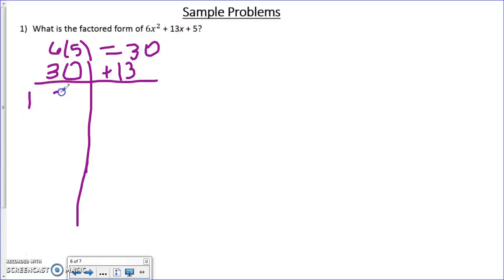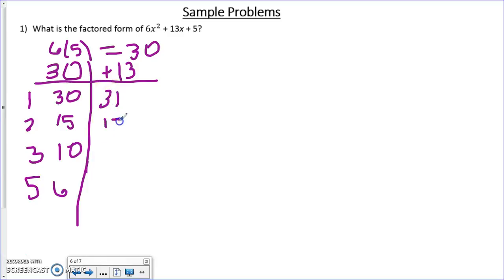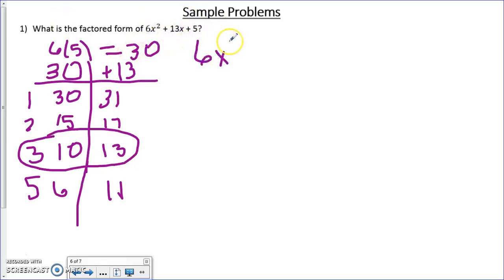So we have 1 and 30, 2 and 15, 3 and 10, 5 and 6. When I add those numbers together, I get 31, 17, 13, and 11. So I know that these are my factors, 3 and 10. So I rewrite the original problem, and instead of writing 13x, I use my factors. So I have 6x squared plus 3x plus 10x plus 5. Now I kind of draw a little line after the second term.